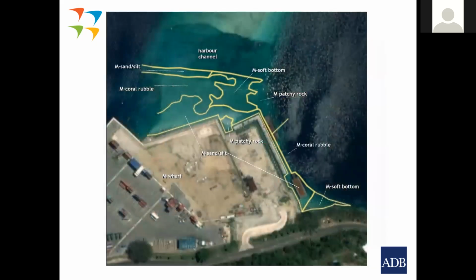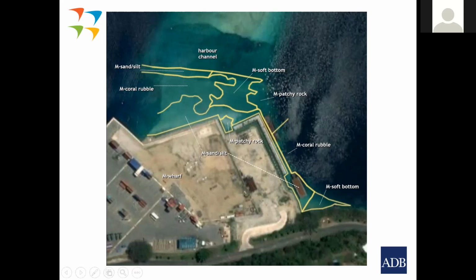And here's an example of the Irariki Reef. Because there was going to be dredging, we undertook a marine ecological survey just to identify exactly what was there, what sensitive habitats were there. And as a result of that, we saw that there were various types of habitat.